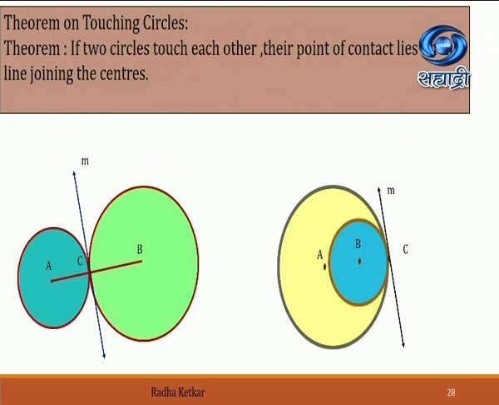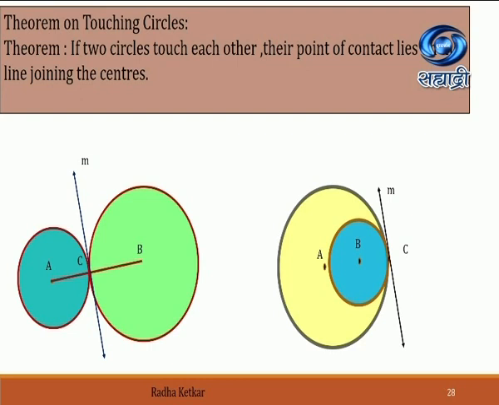Let us start with the theorem on touching circles. Look at the statement. If two circles touch each other, then their point of contact lies on the line joining their centers. Simply, how we can say it: for the first circle, the center is A. For the second circle, the center is B, and the point of contact is C. Then, according to the theorem statement, all these points should be collinear, or we can say A-C-B. That means these points are collinear.